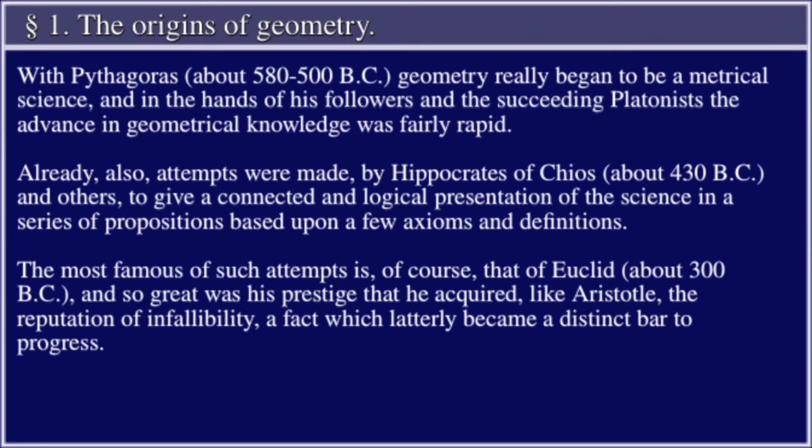The most famous of such attempts is, of course, that of Euclid about 300 BC, and so great was his prestige that he acquired, like Aristotle, the reputation of infallibility, a fact which latterly became a distinct bar to progress.